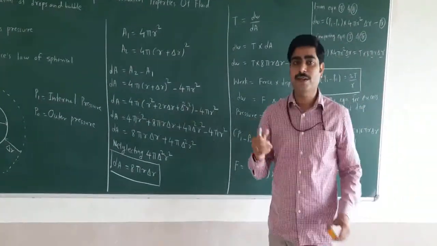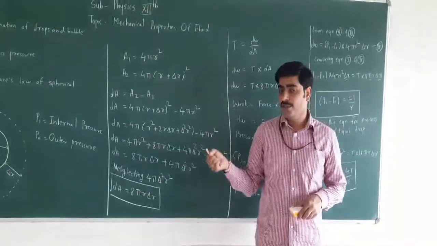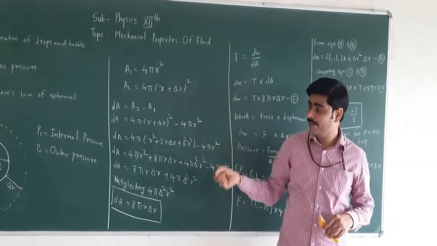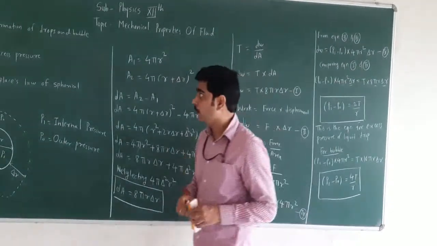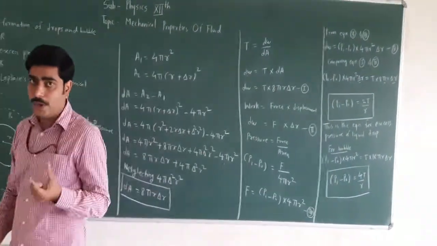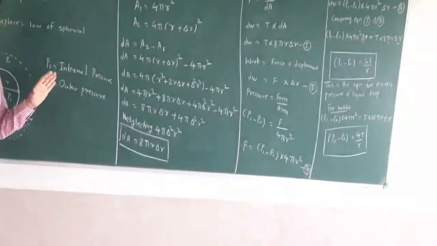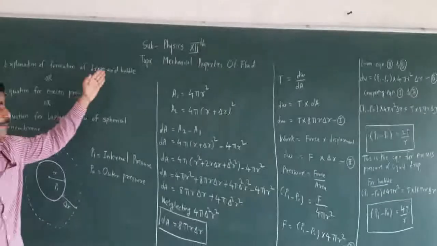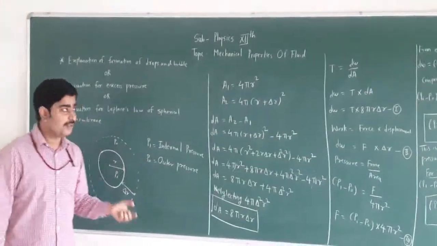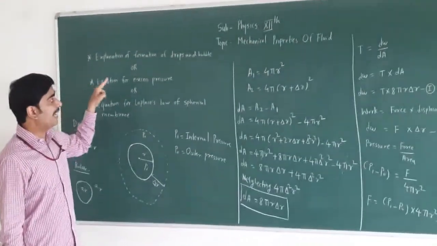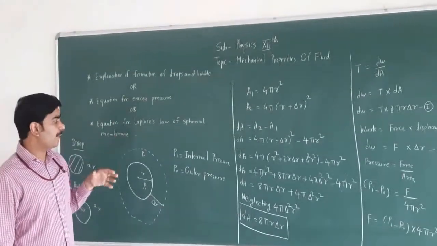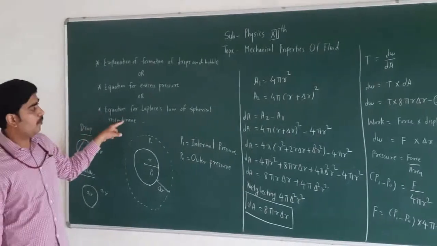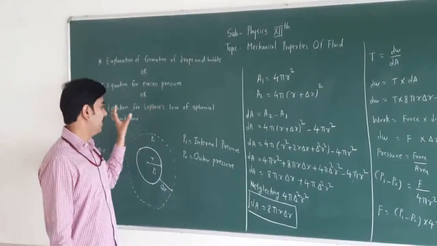Friends, this is the total mathematical part, and this question may be asked for 4 marks in the board examination. Again, I am going to explain this derivation properly. First we should know what we are going to derive. The question may be asked: obtain an equation for excess pressure inside drops and bubbles. Or: obtain an equation for excess pressure exerted by the liquid drop or bubble. Or: obtain an equation for Laplace's law of spherical membrane.